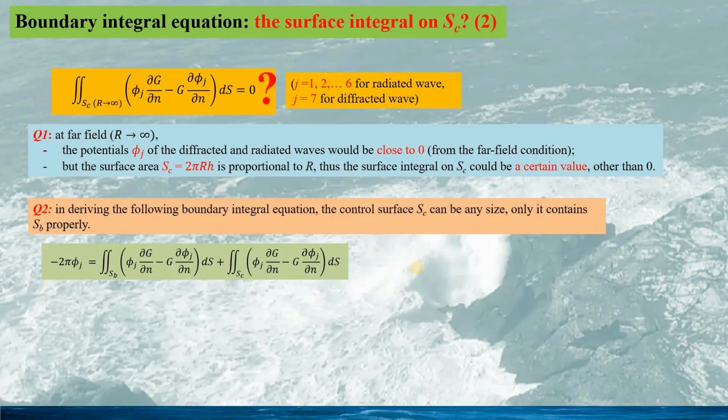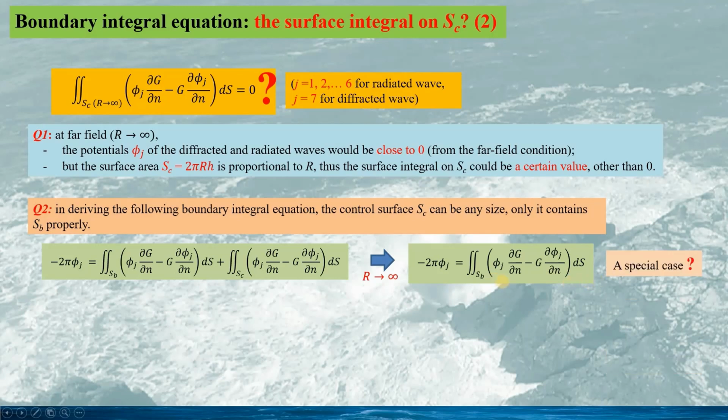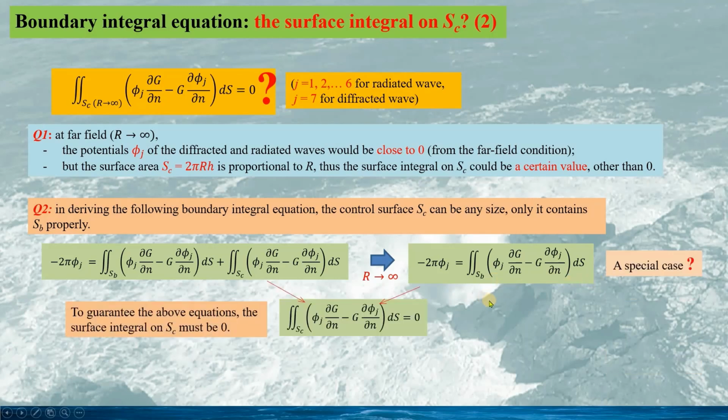In deriving the boundary integral equation given by this, we assume a 0 surface integral on a very large control surface. So we have the integral equation as this, as a special case. However, if we use this simplified boundary integral equation, we can deduce the surface integral on SC would be 0 if we compare this and this, regardless of how large SC would be, based on the Green's theorem.